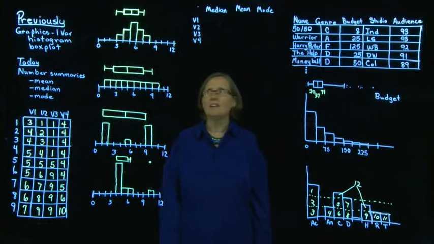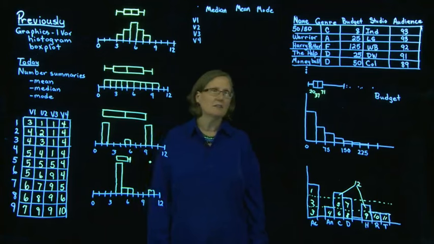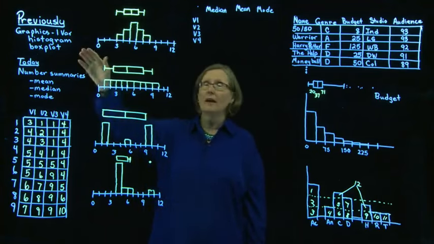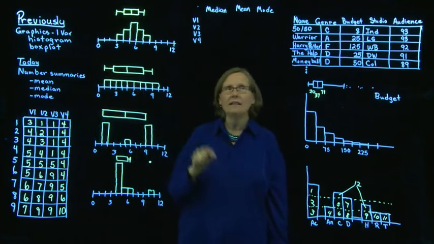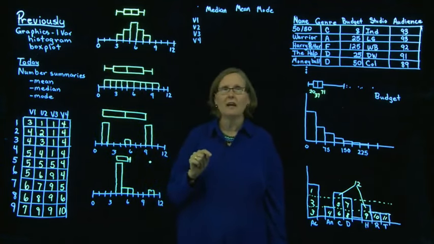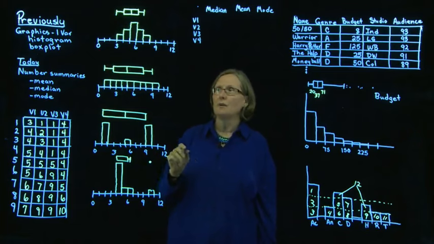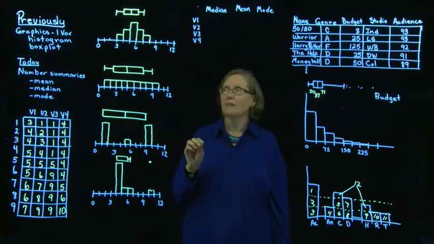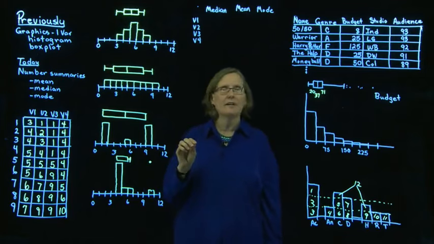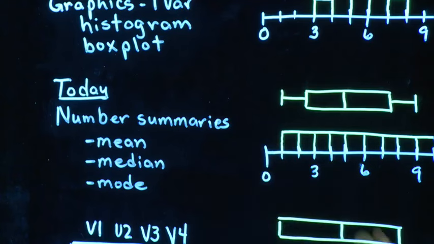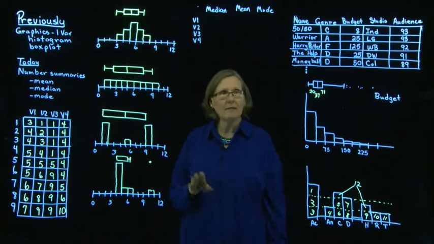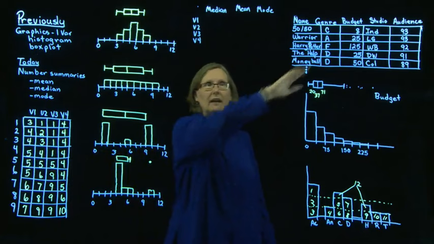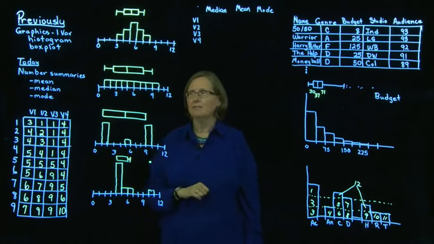In our previous video, we learned about graphics to describe the distribution of a single variable using histograms and box plots. Today I'm going to take that a step further: how do we describe the distribution of the variable using number summaries, and today specifically summaries for the center of the distribution, the mean and the median. I'll be using the same four variables that we started with last time and then moving again to our real movie data set. So let's go.